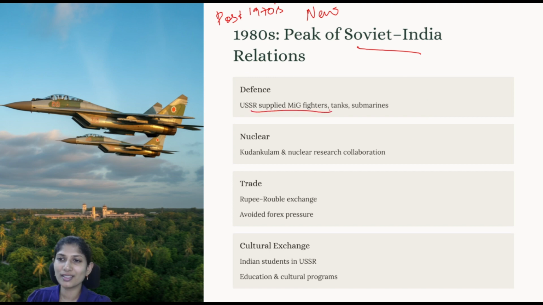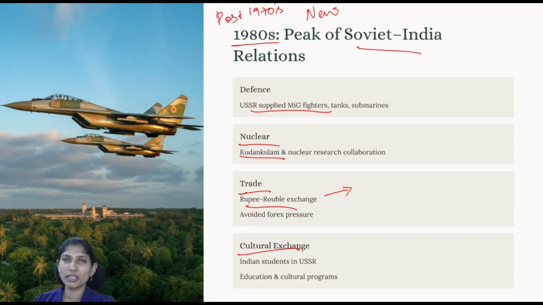First and foremost, USSR started supplying MiG fighters for us, tanks, and submarines, and with respect to nuclear power, they helped out with the Kudankulam nuclear plant, and also started assisting with nuclear collaboration. And with respect to trade also, the rupee-ruble exchange started, which avoids forex pressure. And presently also, if you see the alignment with respect to India, China, Russia, we have RIC, BRICS understanding. With this, they announced they're trying to move away from the dollar, or de-dollarization, and try to settle in Indian rupee, yen. So all of this, even present times to the 1980s, it is almost like the same story we are telling with changed narratives, right?